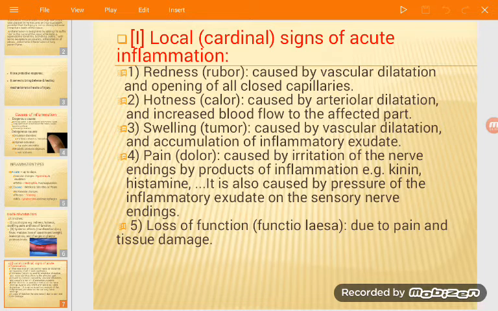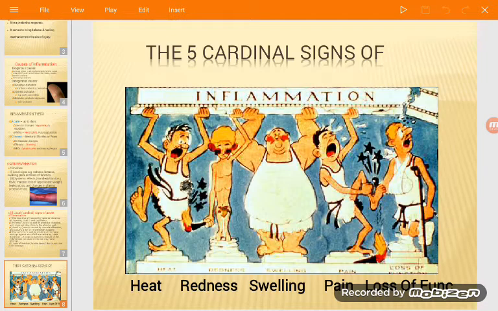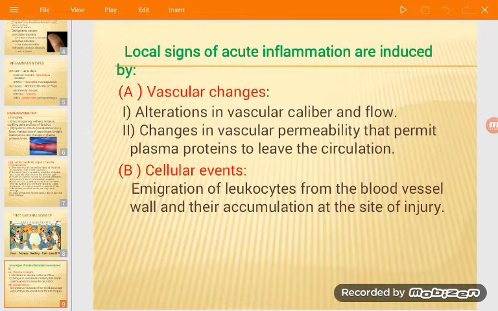Pain is due to irritation of the nerves by the fluids, also by bradykinin, a product of the kinin system, and histamine, which irritate the nerves and lead to pain sensation. Loss of function is due to pain and tissue damage, which lead to loss of function of the body part. These are the five cardinal signs: hotness, redness, swelling, pain, and loss of function.